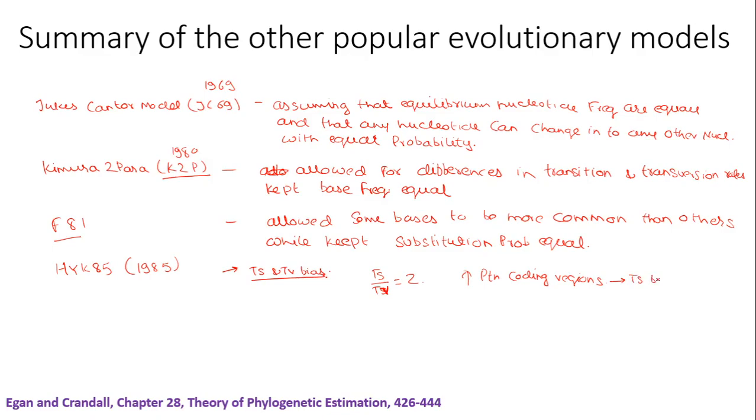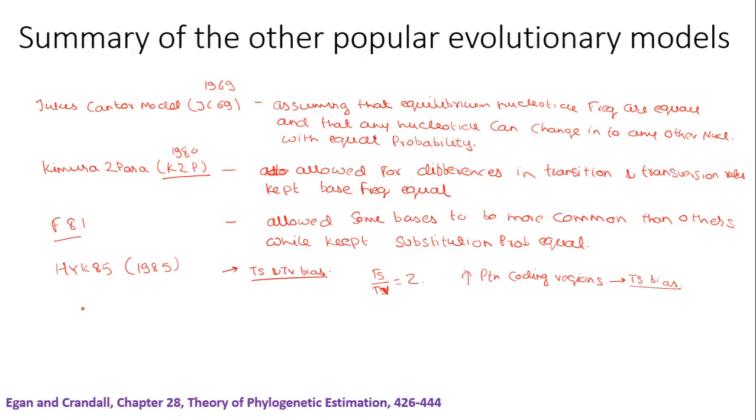We call it the transition bias. Therefore, Hasegawa, Kishino and Yano took the ratio of transition and transversion to account for this bias and proposed the same in the HKY85 model.